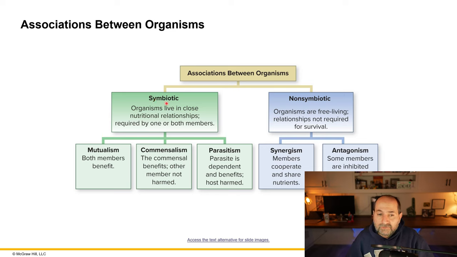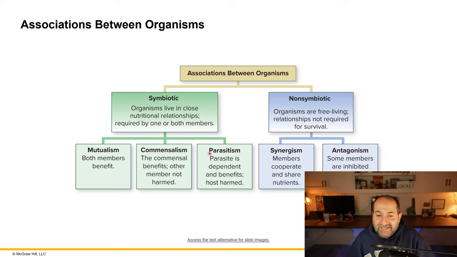Let me explain. One type of symbiotic relationship is a mutualistic symbiotic relationship. This is the one that people think about when they think about symbiotic relationships. This is when both members benefit. Both of the members are benefiting from one another. This is called a mutualistic symbiotic relationship. However, a commensal symbiotic relationship is when the commensal benefits, the organism that lives on the host benefits, but the other member is not harmed.